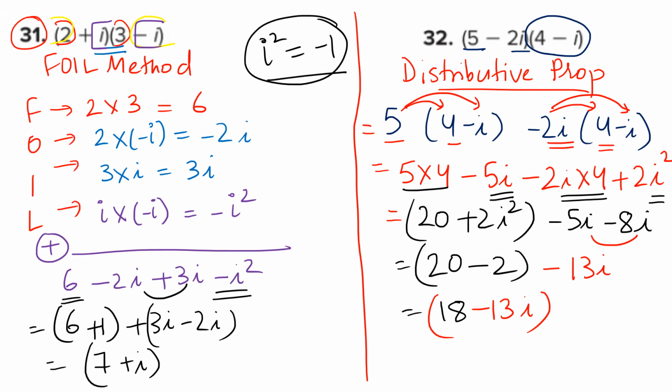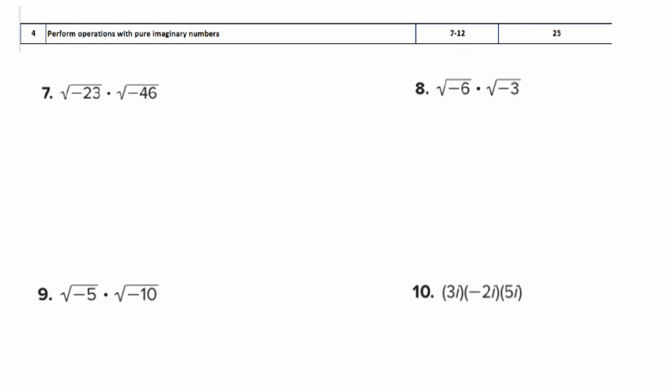So both methods, FOIL method and distributive, are very good for multiplication. You can use the method which works for you, which you find easy. Make sure you don't do silly calculation mistakes. All the best. Now let's solve some more questions.